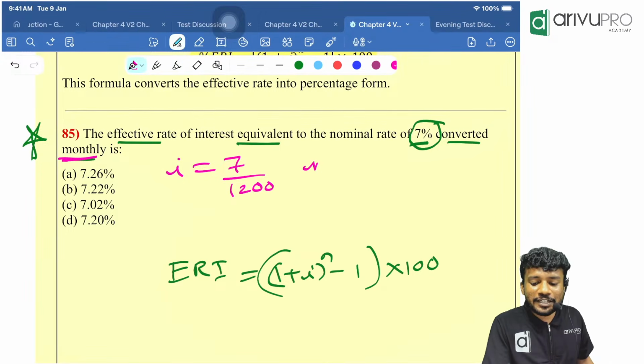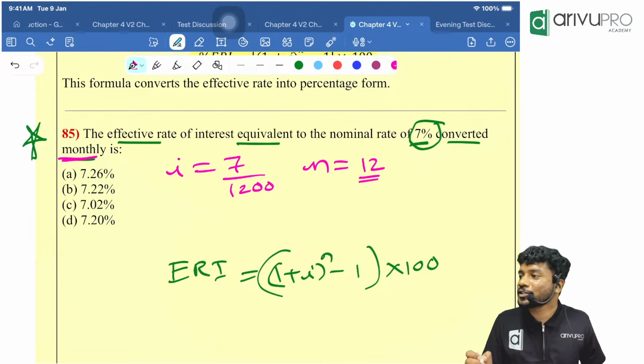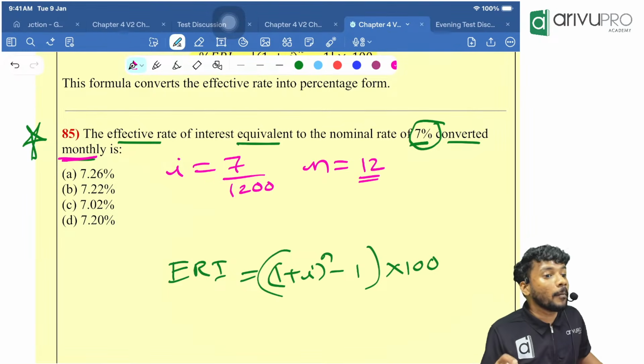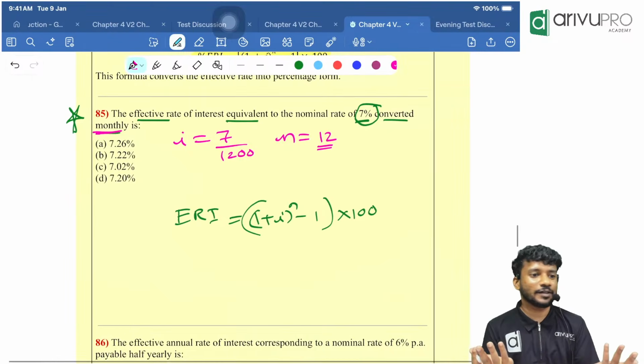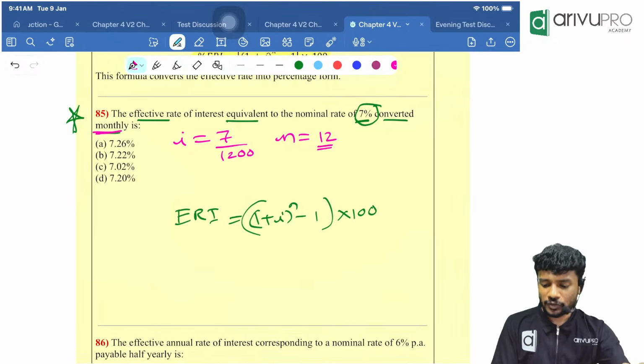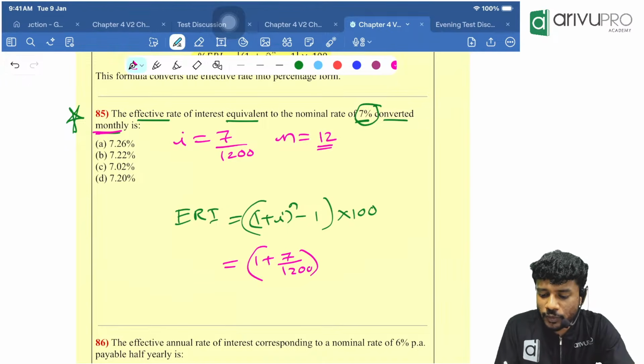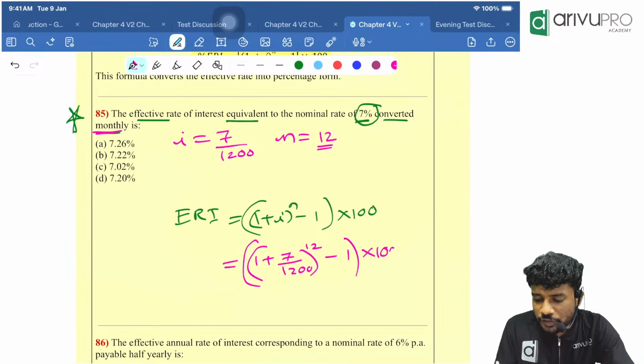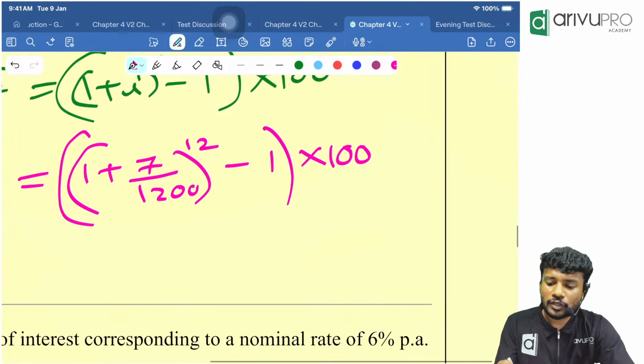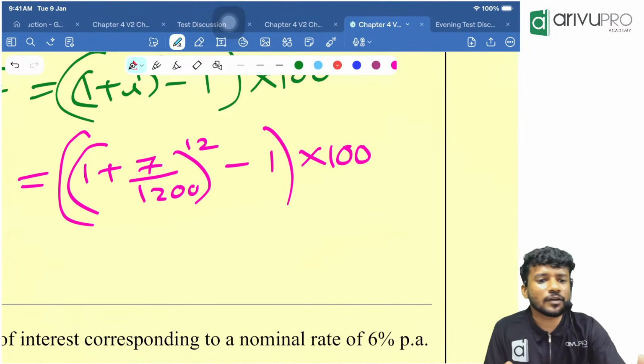Then, can anyone tell me n will be how much? N is nothing but 12. Why 12? Because it is compounded monthly. For a year, 12 into 1 will become 12. So can I write 1 plus 7 divided by 1200, the entire thing raised to 12, minus 1, into 100. Now we are going to calculate it on our calculator.